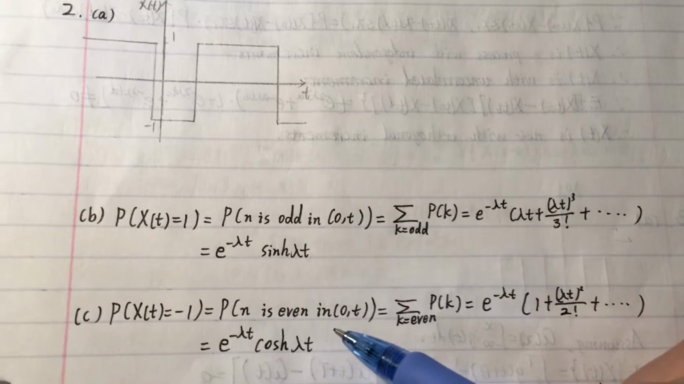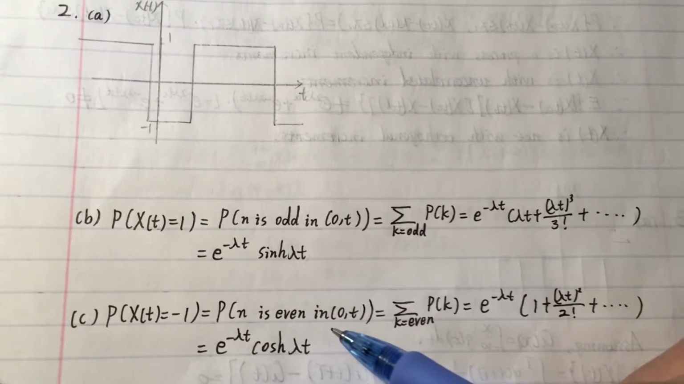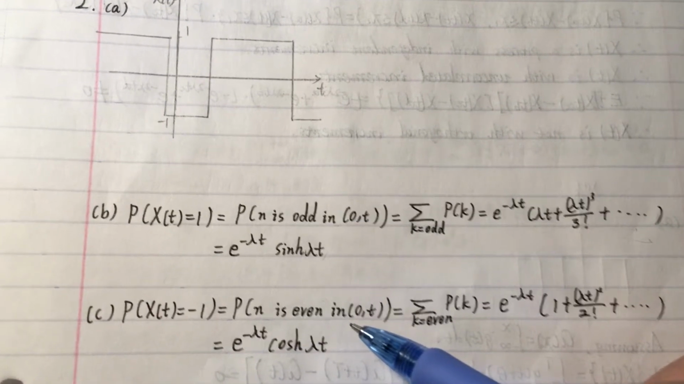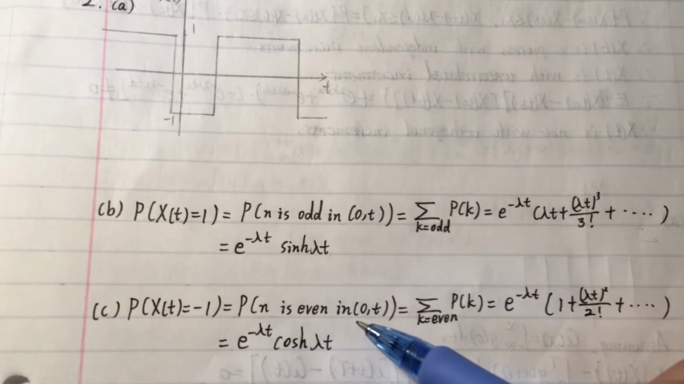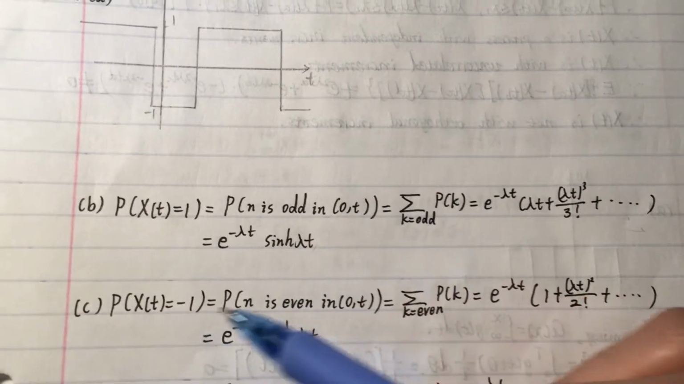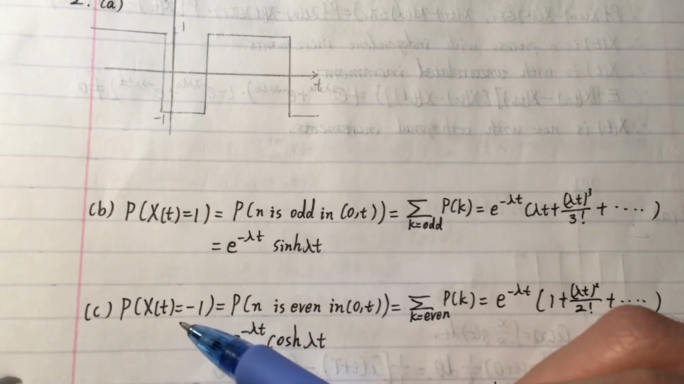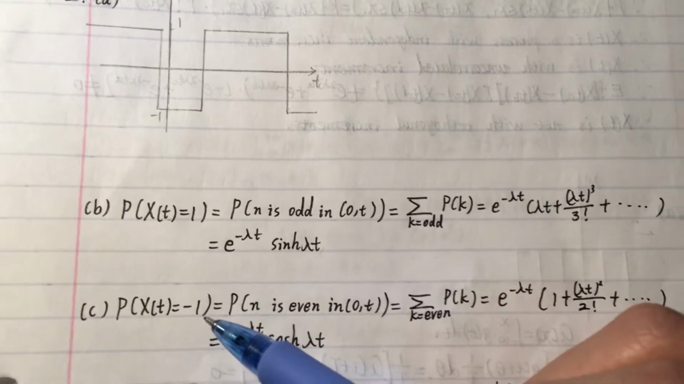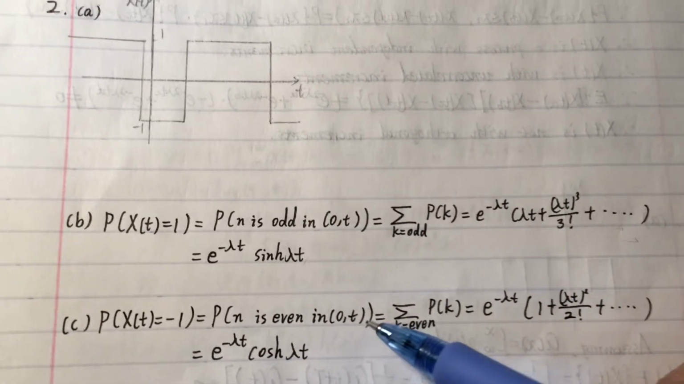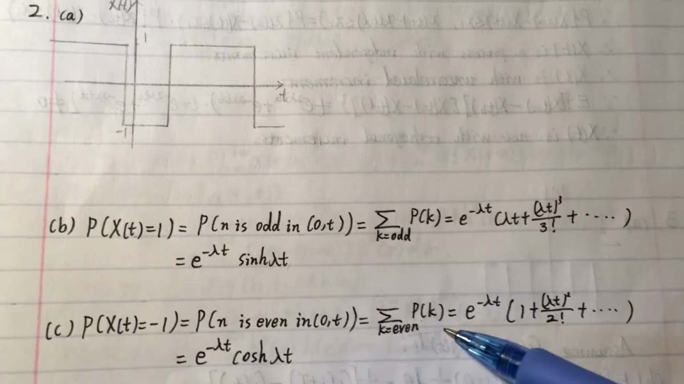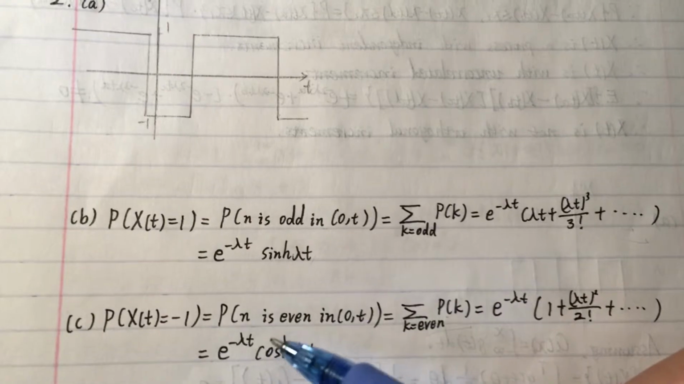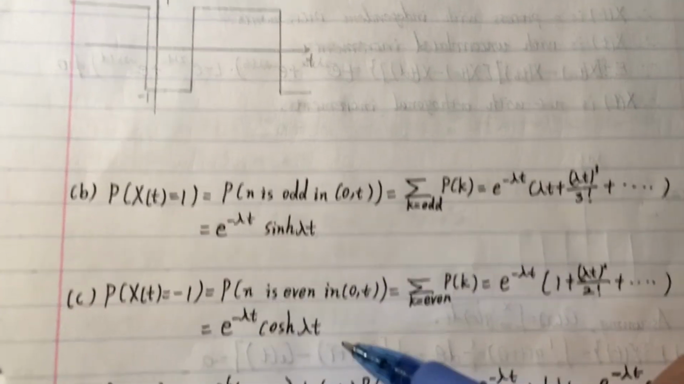the third question is finding the mean of xt. To find the mean of xt, we have to find the probability of xt equals minus 1. So this is the probability of xt equals minus 1, and it equals the probability that n is even in 0 to t. And then we can get this result. Then we can get the final result: e^(-λt) cosh(λt).